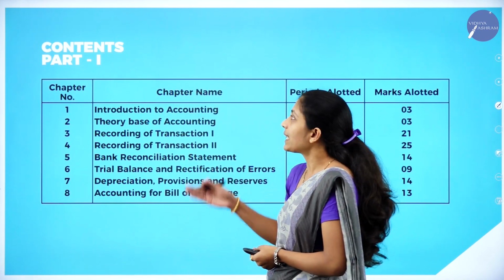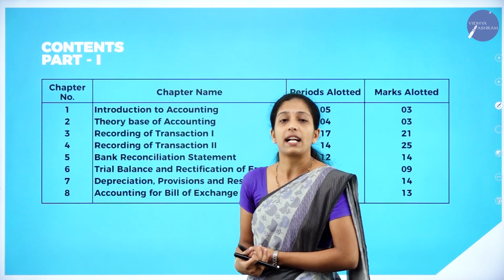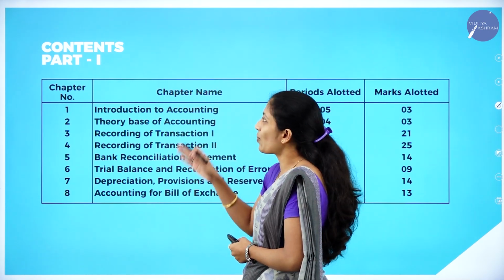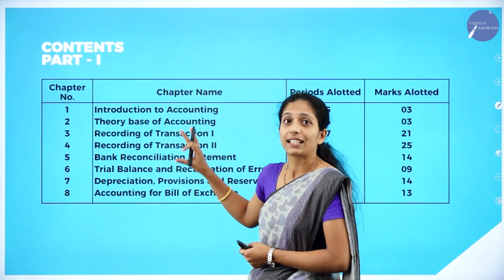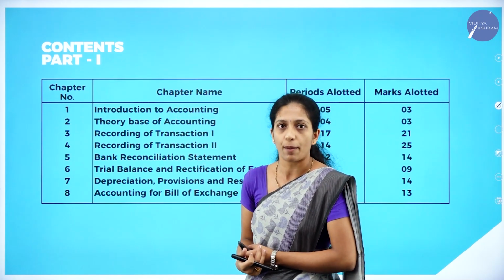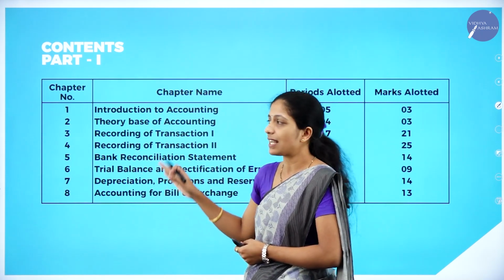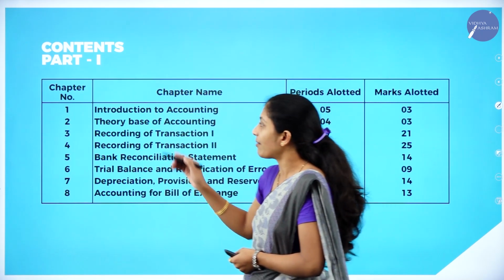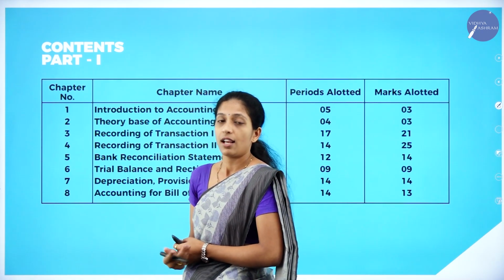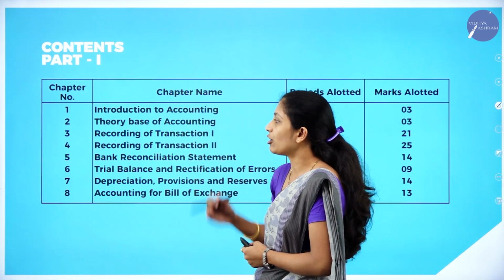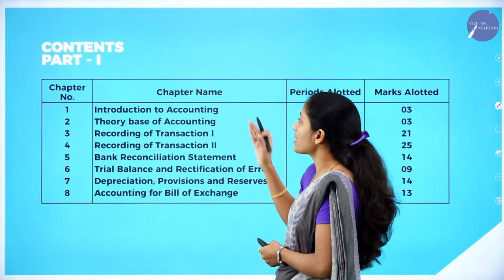Next, we shall see what are the contents which are included under part 1, that is, in your first book. Let us see what are the chapters included in your part 1. Here I have divided them into these chapters. In your part 1, you will be having a total of 8 chapters. So what is the number of chapters in your part 1 book? Total 8 chapters.